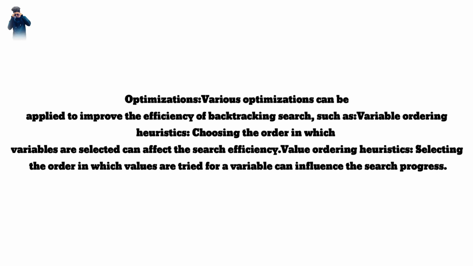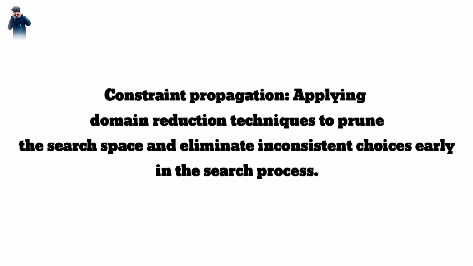Choosing the order in which variables are selected can affect the search efficiency. Value ordering heuristics. Selecting the order in which values are tried for a variable can influence the search progress. Constraint propagation. Applying domain reduction techniques to prune the search space and eliminate inconsistent choices early in the search process.